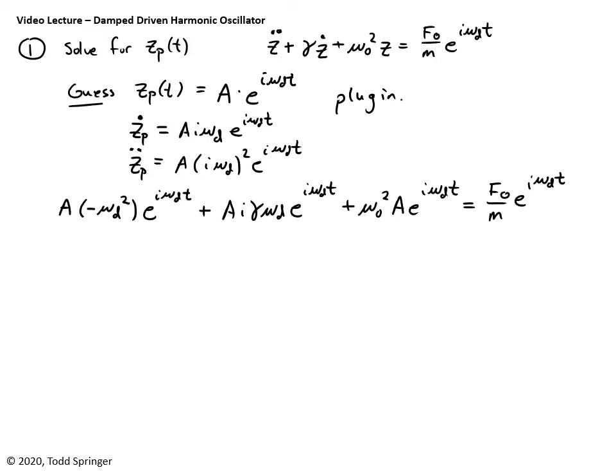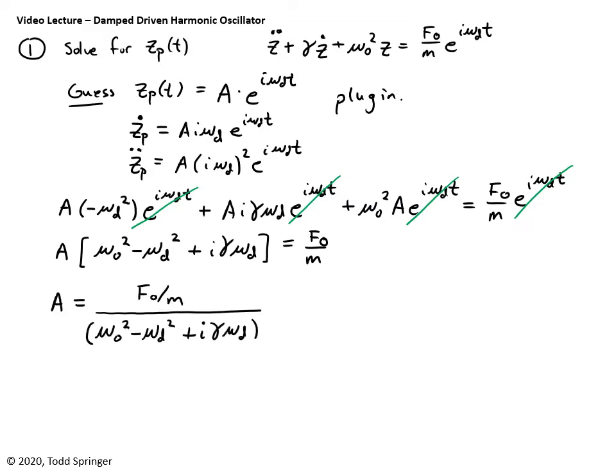Well, there you have it. Plug it in, and that great thing happens. You know you're on the right track every time this happens, that every term has an e to the i omega_d t in it. So I can cancel them out. Time dependence is completely gone, and I can solve this for A. So I group together some terms, and then let's just divide and solve for A.